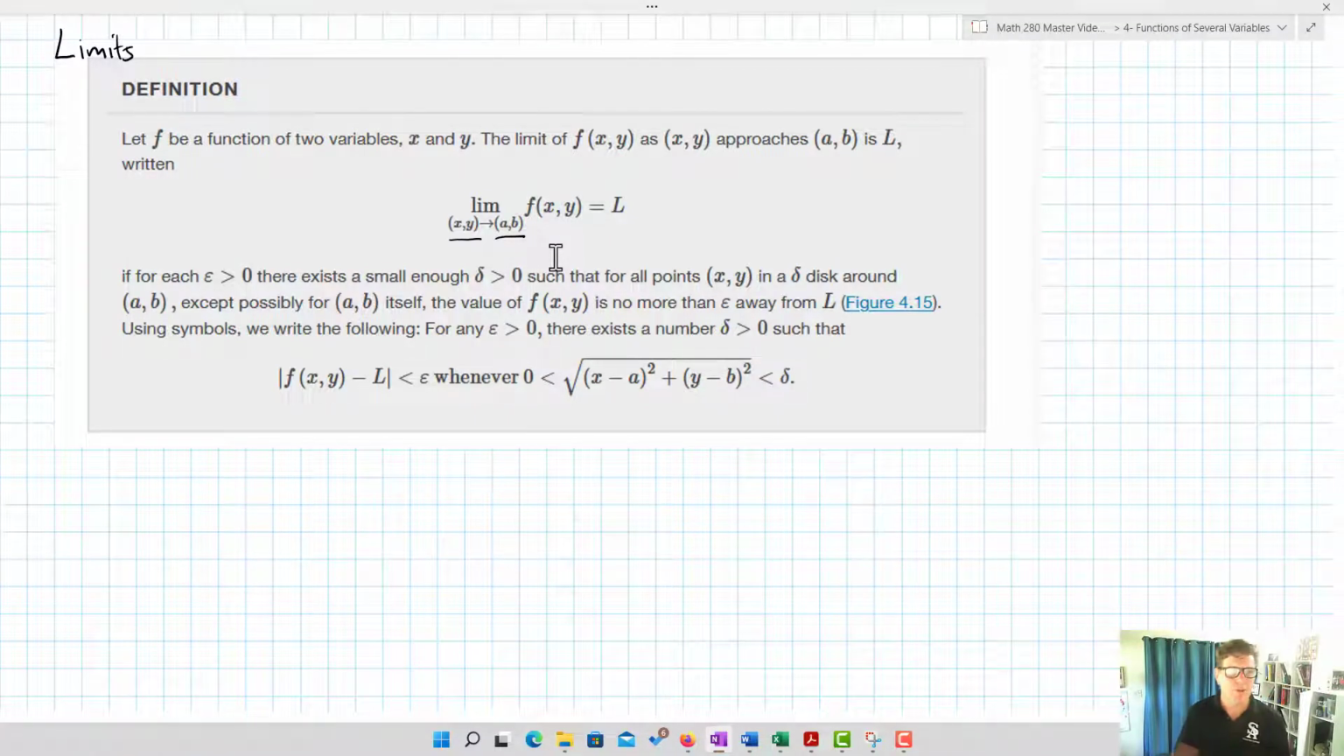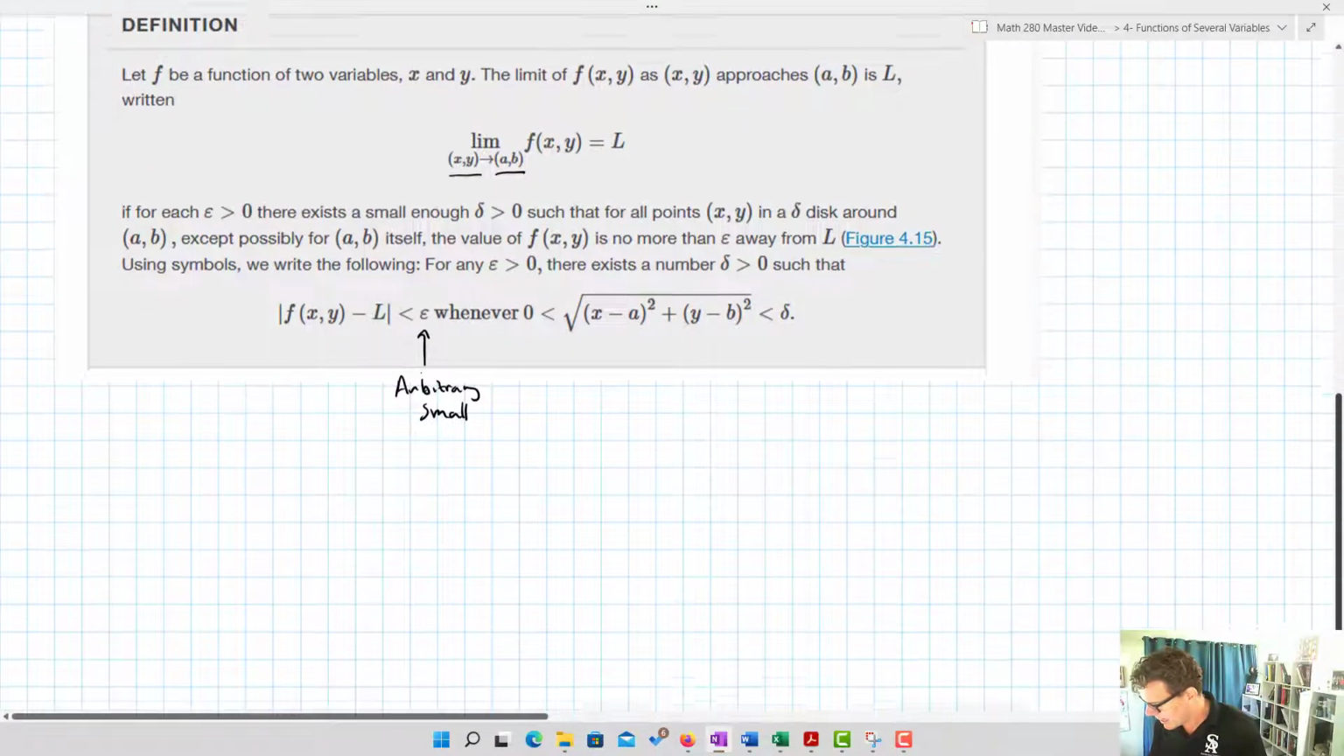So for each epsilon greater than 0, there exists a small enough delta greater than 0 such that for all points (x, y) in the disk around (a, b), except possibly for (a, b) itself, the value of f(x, y) is no more than epsilon away from L. Using symbols, we get something very similar to that limit definition that we've had in the past, all right? And things to notice: epsilon is arbitrarily small. We can make this thing as small as we want. So if we get our function arbitrarily close to the limit, then we know that there's also a delta that's within this disk, okay?